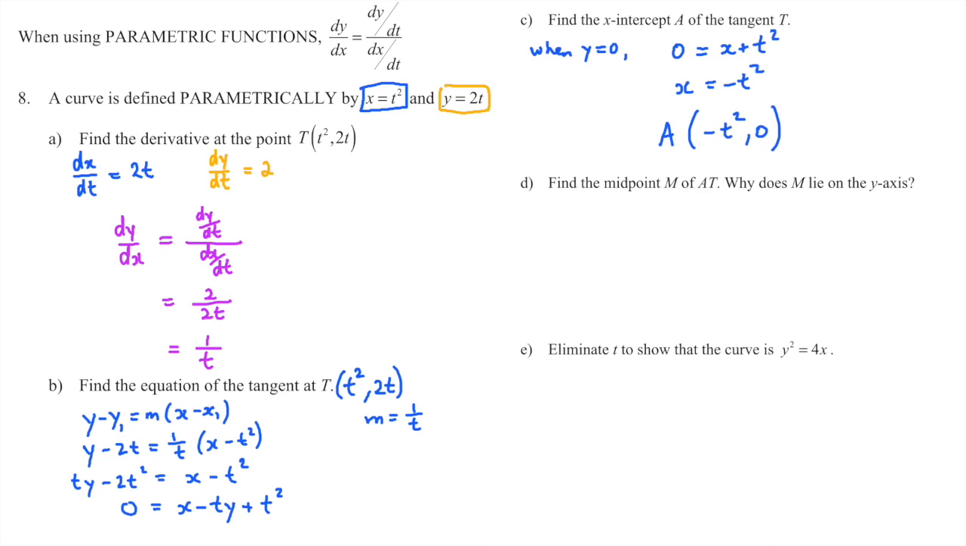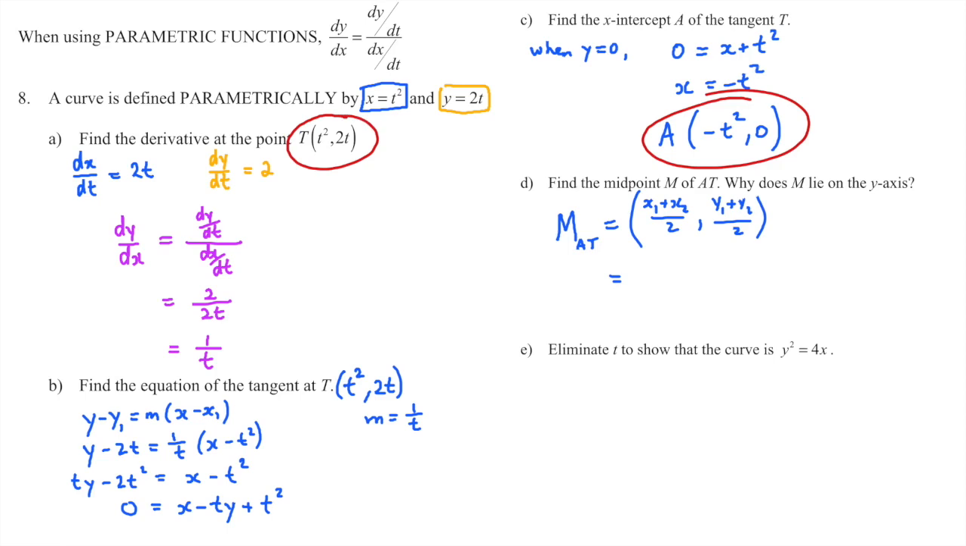Part D says to find the midpoint of AT. Well, here's our midpoint formula. The midpoint of A and T is: add the x values, divide by 2, add the two y values, and divide by 2. We're looking at point A and point T. Add the x values, you've got t squared and minus t squared, over 2. Add the y values, 2t and 0. That will give you t squared take t squared as nothing, so you get 0, comma, 2t over 2 is just t.